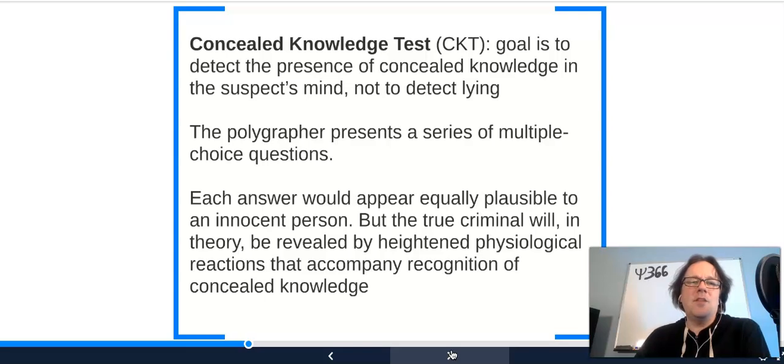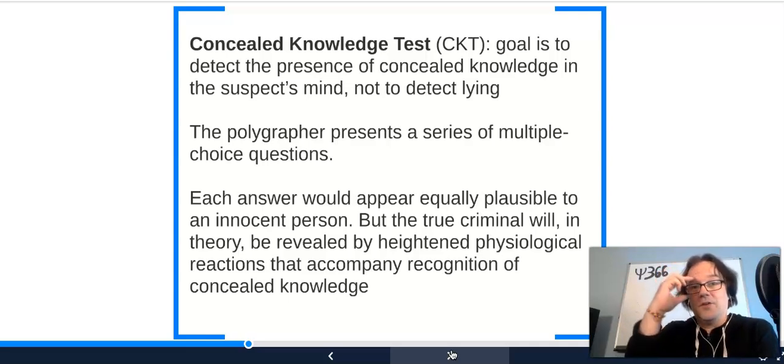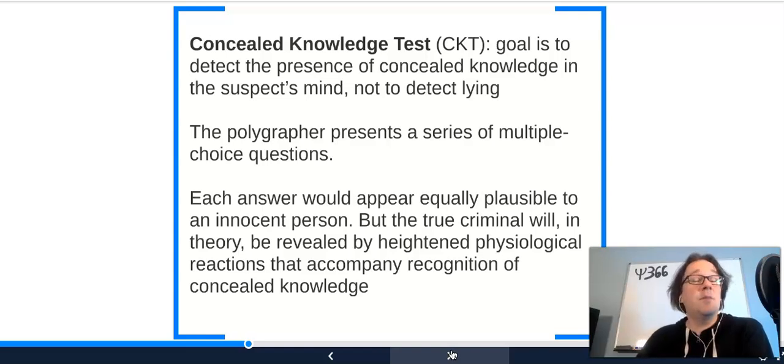Now, when it comes to the polygraph as a lie detector, remember, both of those individuals are polygraph examiners, so they're going to be a little biased in favor of their machine. But there is some objective research to suggest that using the polygraph as a concealed knowledge test could actually be helpful. So here the goal is not to determine whether or not someone is lying, but instead to determine whether or not somebody is withholding some information. So the goal is to detect the presence of concealed knowledge in the suspect's mind, because there's no such thing as a lie detector, right? All we can do is detect.